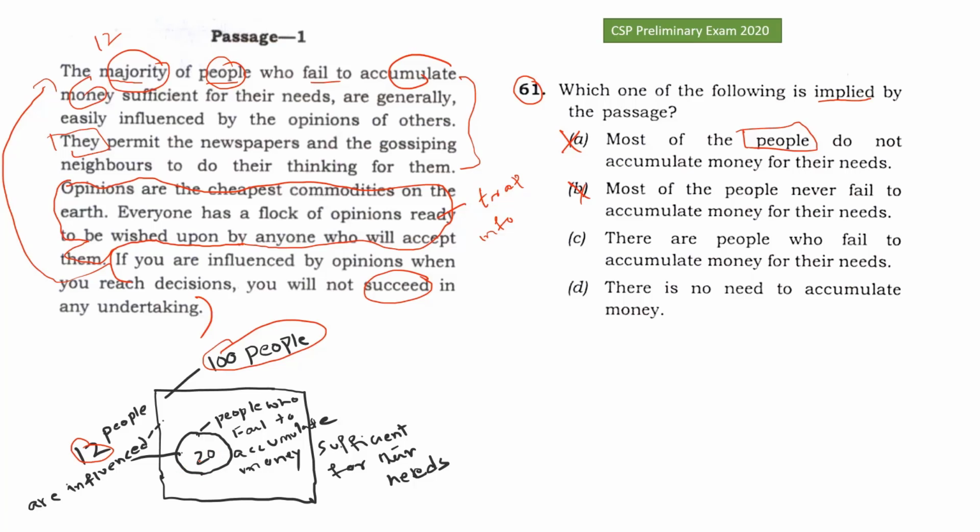Okay, so there are people who fail to accumulate money. Even if there are just 2 people who fail to accumulate money, my option C is fine. And look at the last option: there is no need to accumulate money. The passage is not about money. The summary, the gist, or the central idea is not about whether you need to accumulate money. It's an irrelevant option.